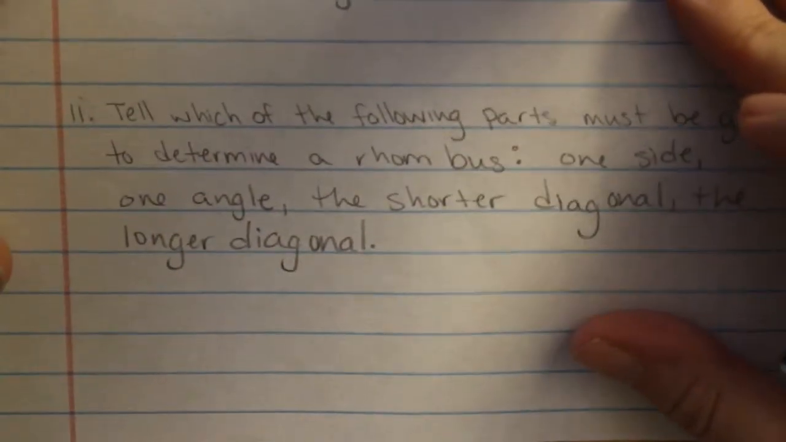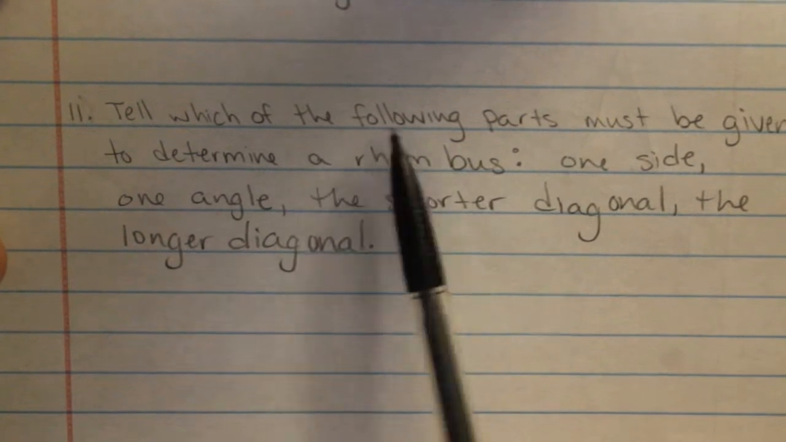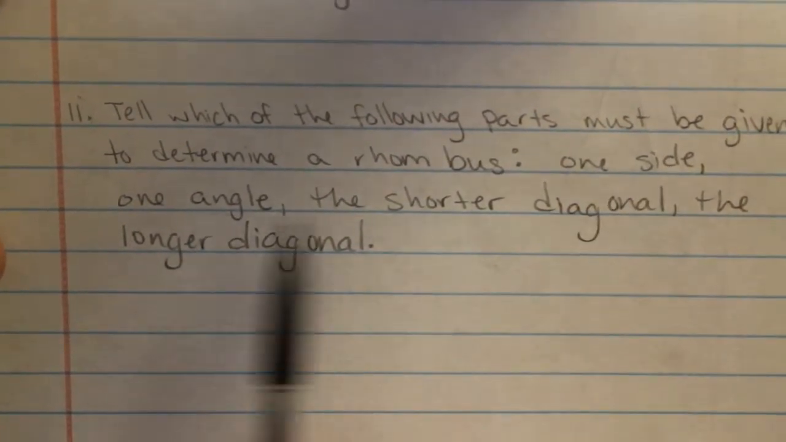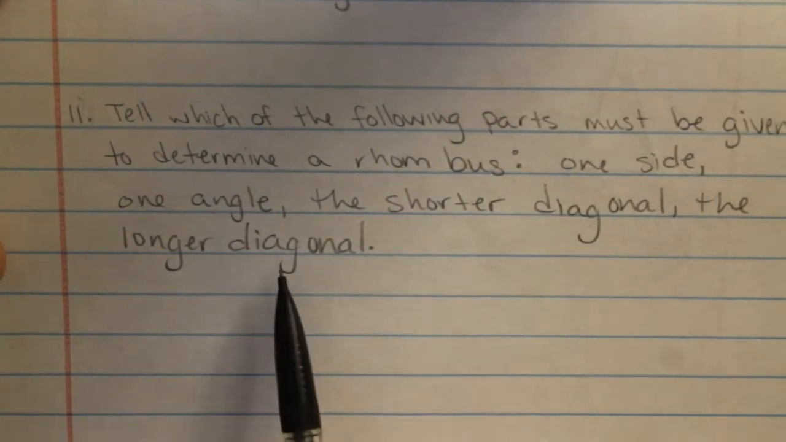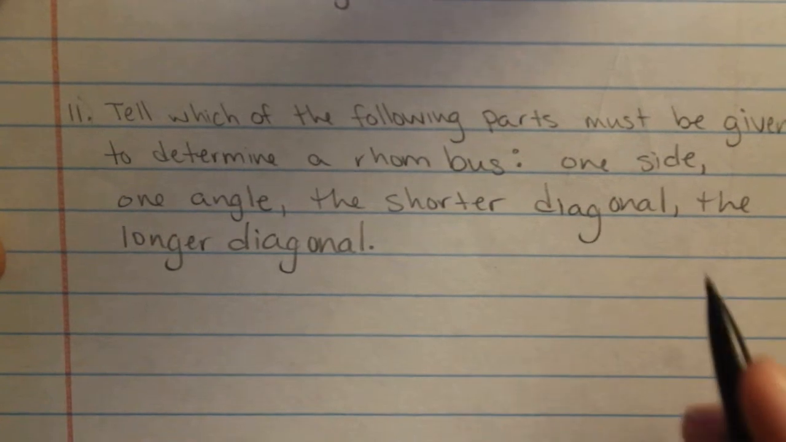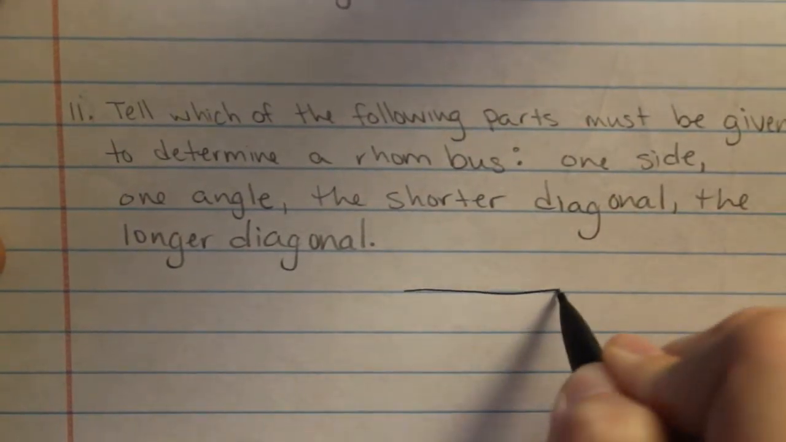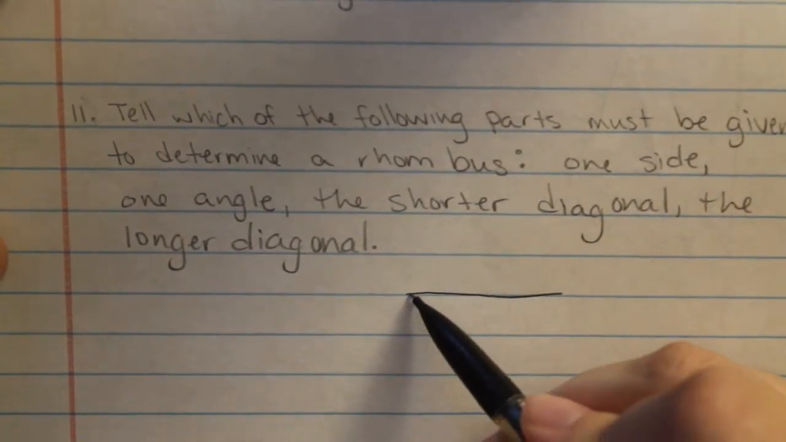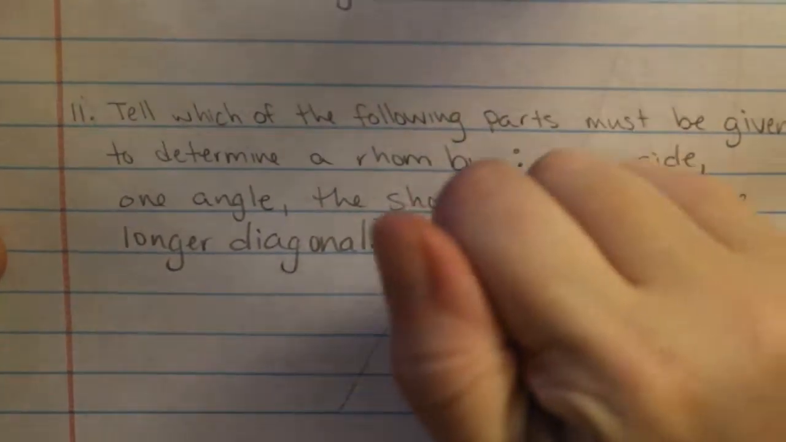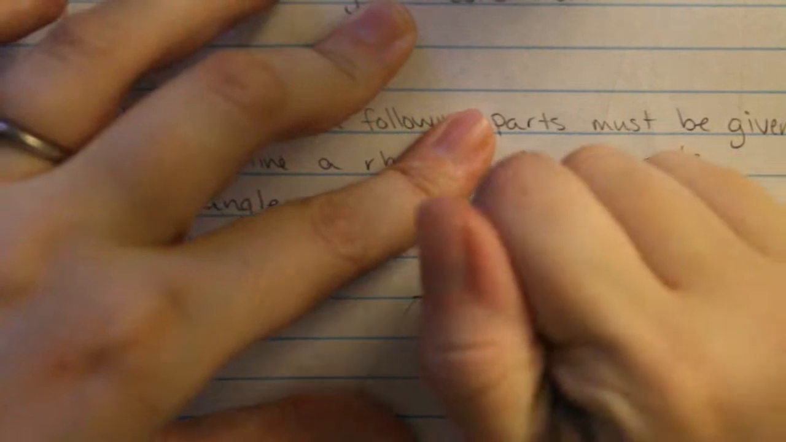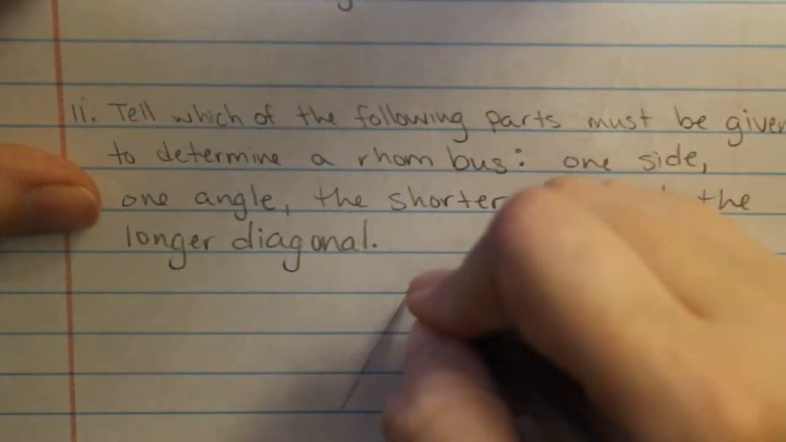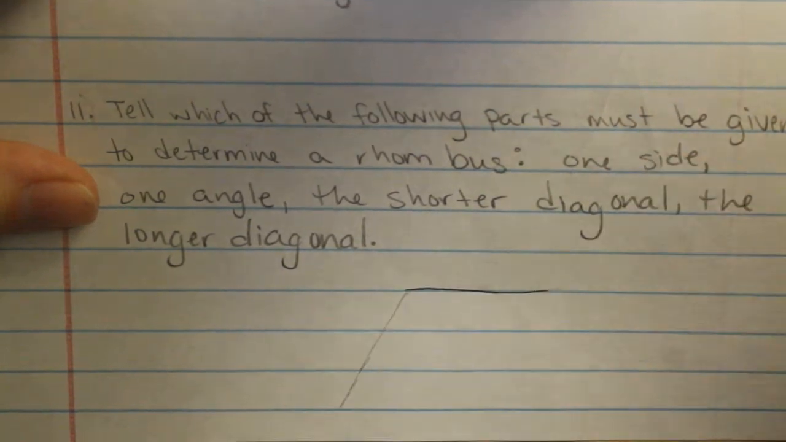And number 11, it says, tell which of the following parts must be given to determine a rhombus. So one side, one angle, the shorter diagonal or the longer diagonal. And we can pick as many parts as we want. So this would be like a pick all. So I'm going to draw one side of a rhombus. Now remember, rhombuses look really weird. Okay, they're like tilted rectangles or tilted squares. So let's say it looks something like that.